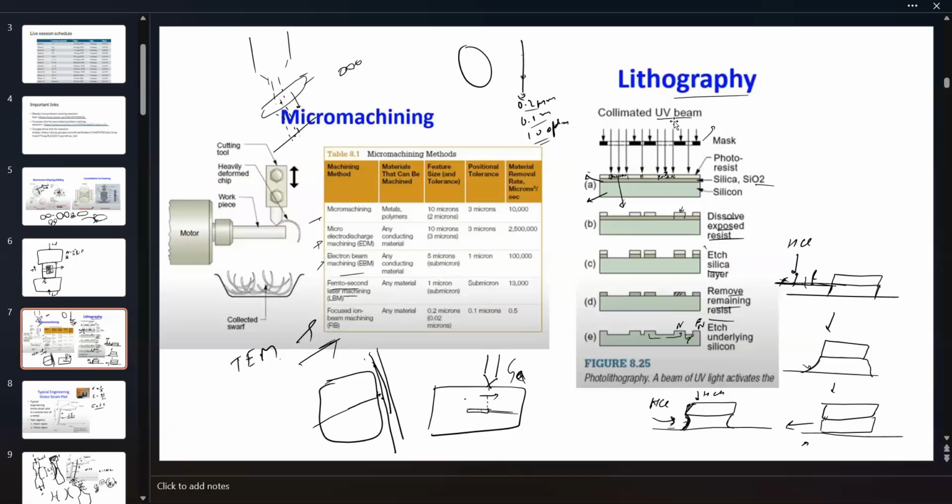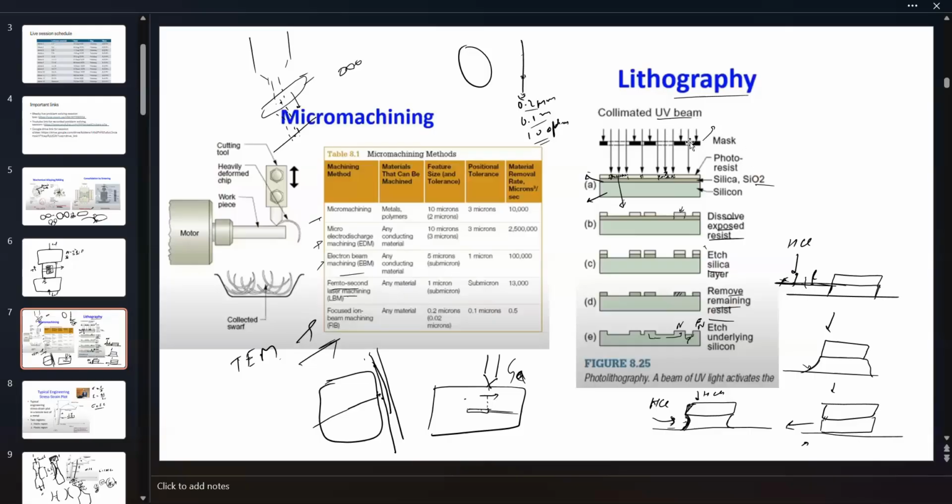Lithography, again, this is a top-down method. So here you have your silicon wafer. On top is your silicon oxide. You coat it with the photoresist. This light grayish creamy color layer is your photoresist. And you apply a mask on top of it. This mask blocks the UV light falling on the photoresist.